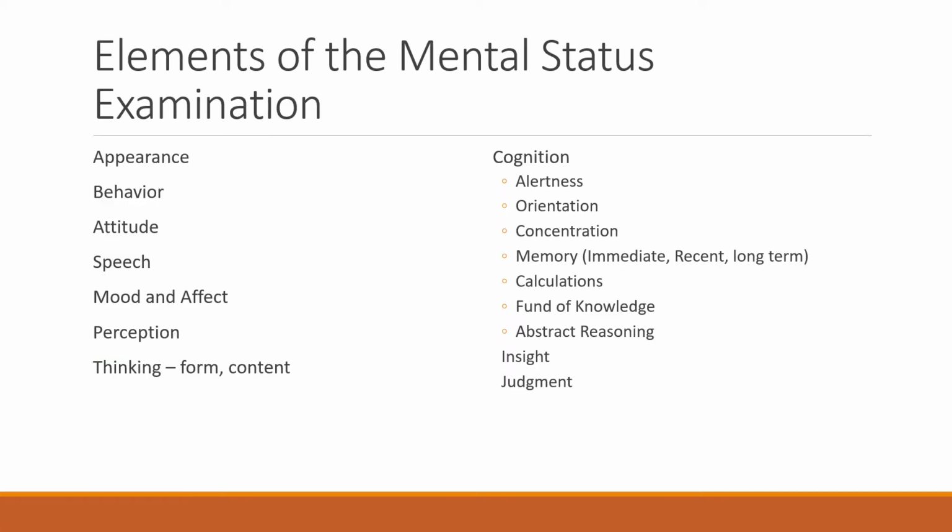So the basic outline of the mental status examination includes appearance, behavior, attitude, speech, mood and affect, perception, thinking or thought content and process, cognition, which includes alertness, orientation, concentration, memory, immediate, recent or remote memory, and some basic calculations, fund of knowledge, and abstract reasoning. The insight and judgment. These are the elements of the mental status examination that you do at every assessment of a patient.